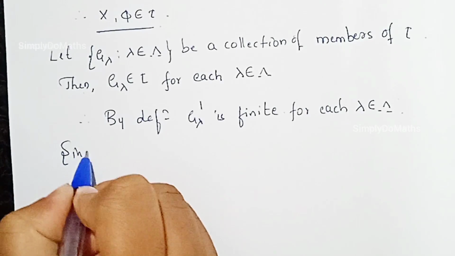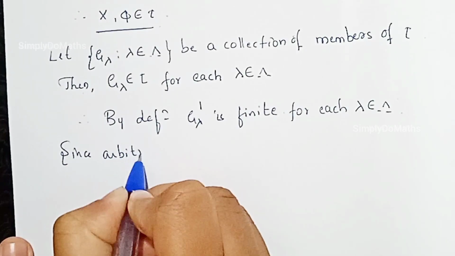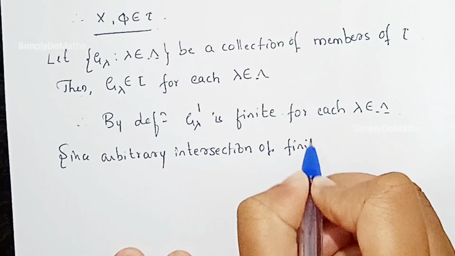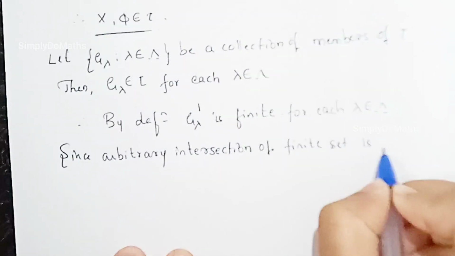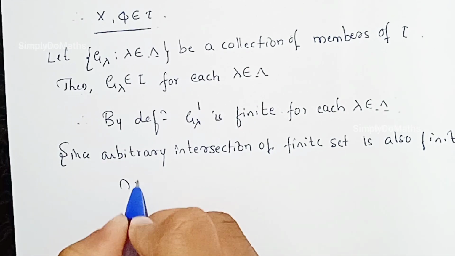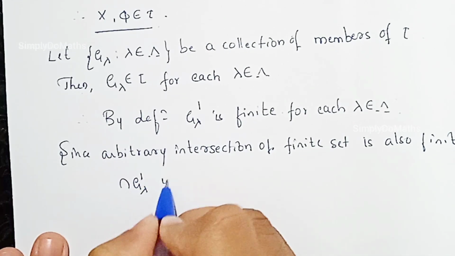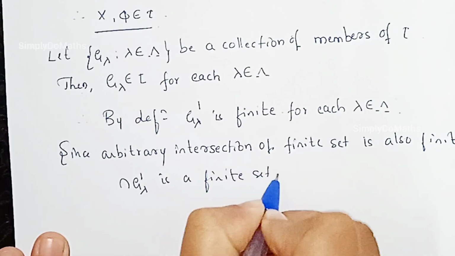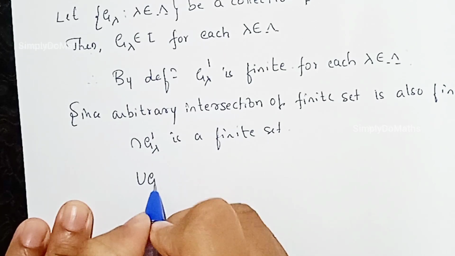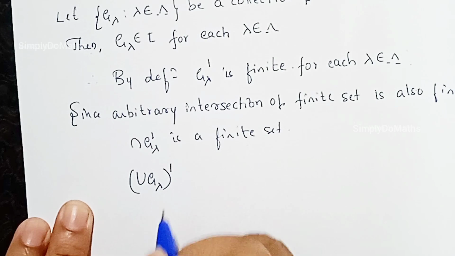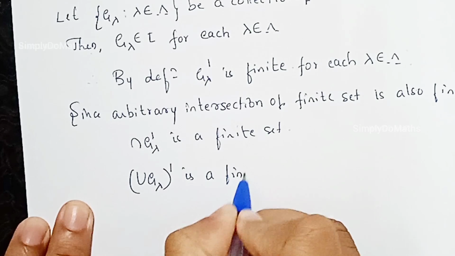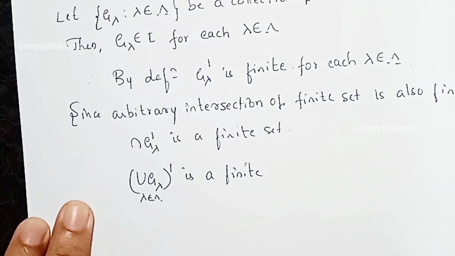Since, as we know, the arbitrary intersection of finite sets is also finite, we can write the intersection of G lambda dash is finite. The intersection of G lambda dash can be written as the union of G lambda, the whole dash. This is by De Morgan's law, right? The union of G lambda dash is finite, provided lambda belongs to the index set as usual.